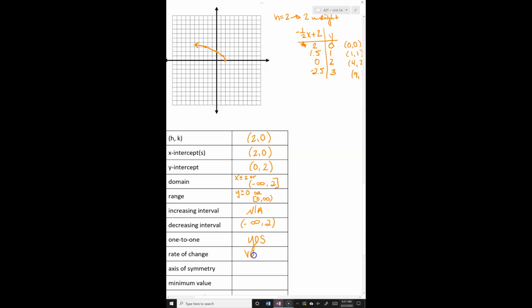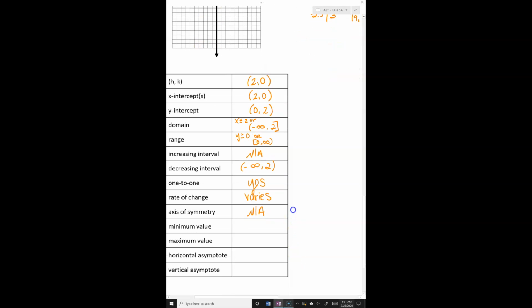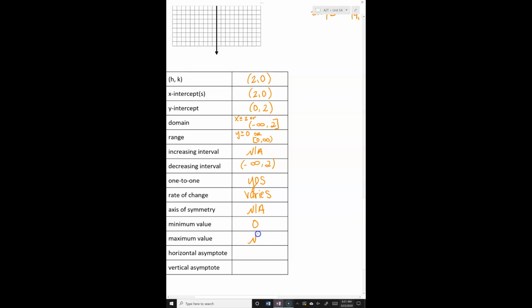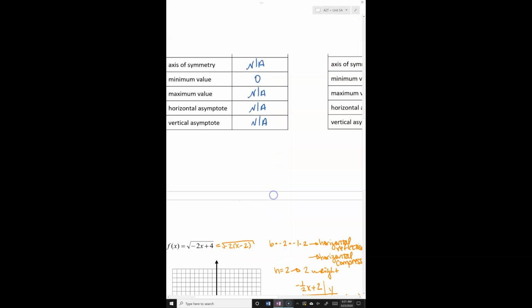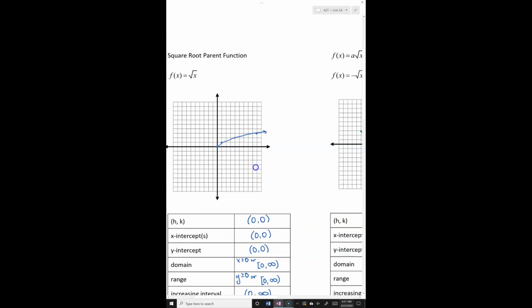The rate of change varies. There isn't an axis of symmetry, and because we don't have a vertical reflection, we do have a minimum value, and the rest does not exist. All right, ladies and gentlemen, there is your square root function. Ta-da!